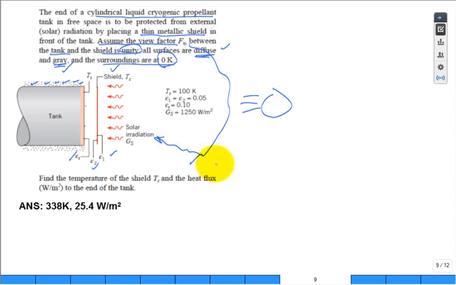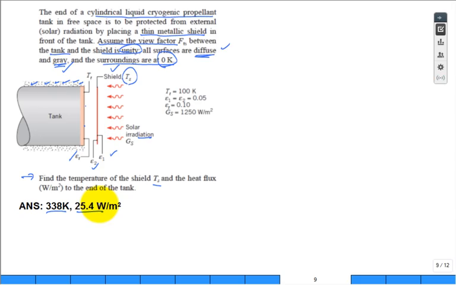The only photons hitting that shield are from the sun's solar irradiation. And that's like a light beam. The sun is a speck in the sky, and it's sending the photons, and they just hit like that. Okay. What are they going to ask us to calculate? Find the temperature of the shield and the heat flux to the end of the tank. So here are the answers. 338 Kelvin for the temperature of the shield right here, and 25.4 watts per meter squared.